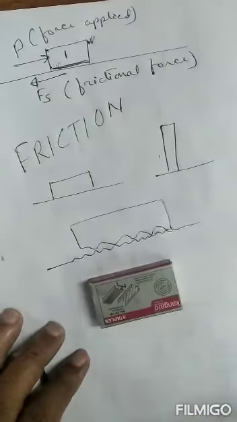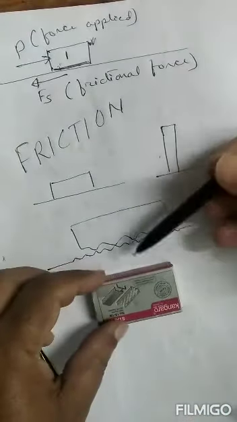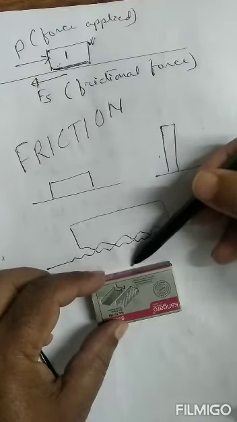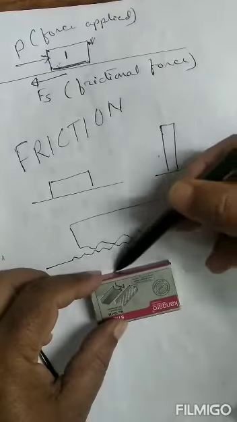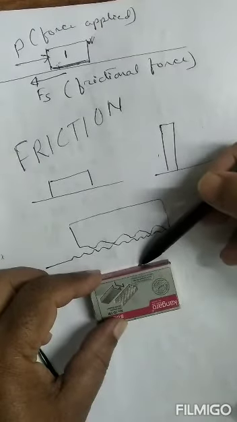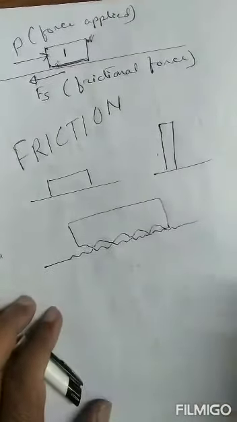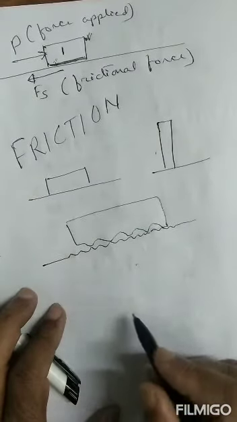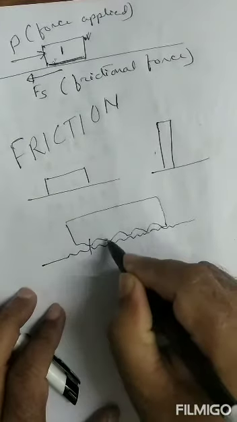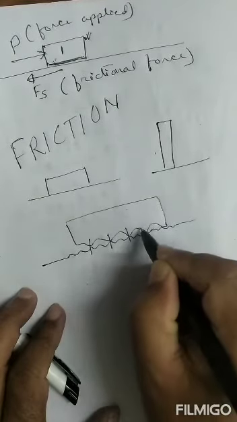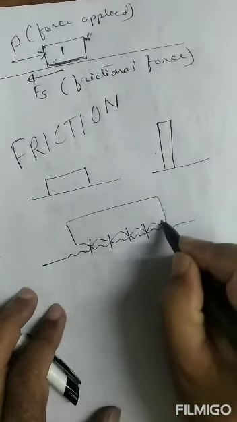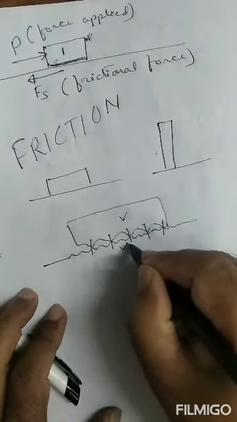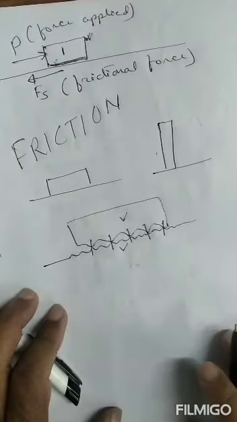When I place the body like this, if I see this particular point of contact, have you seen it? Have you seen my pen? If I see this particular area of contact under a high power microscope, then I have seen that these surfaces are like this. That means at this point, and at this point, the molecules of this body and the molecules of this body are in contact with each other.